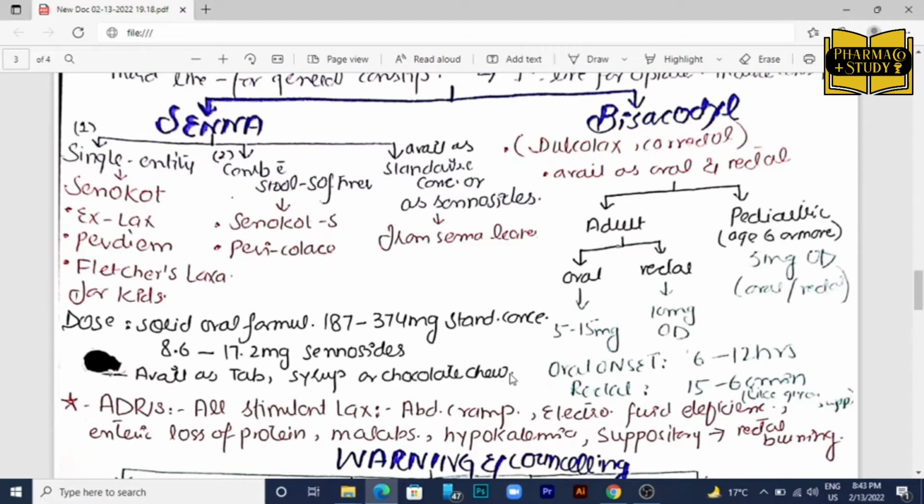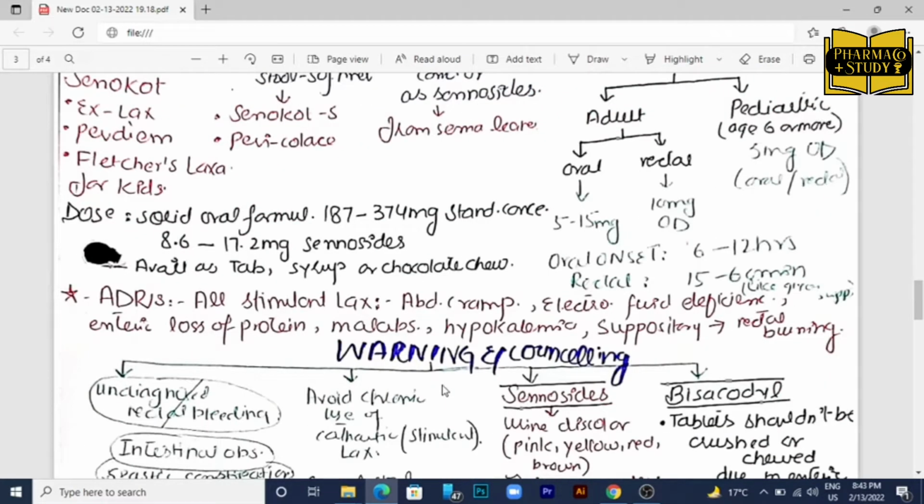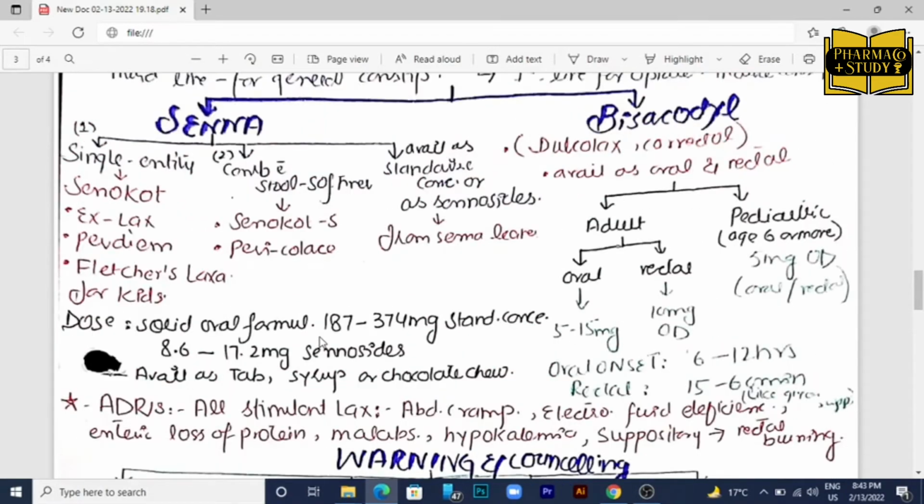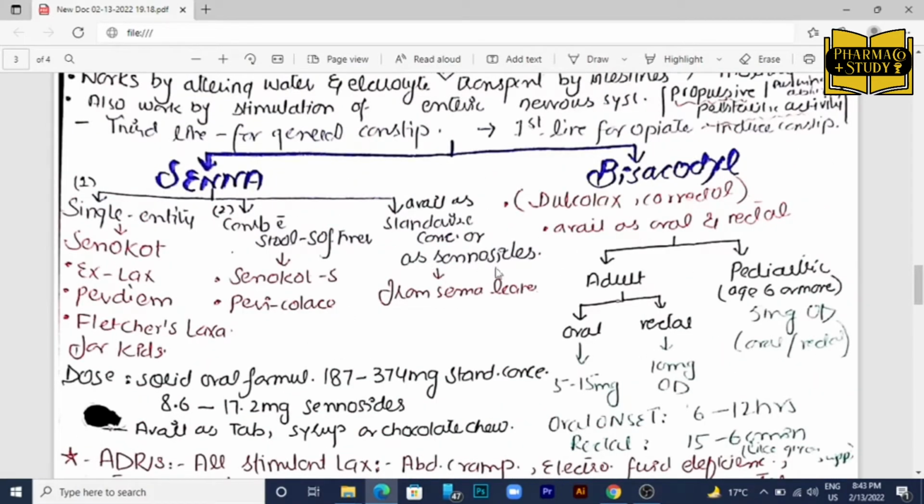Now we come to the adverse drug reactions of all the stimulant laxatives. But first, let us discuss bisacodyl. Bisacodyl comes under the brand names Dulcolax or Correctol, and is available in both oral and rectal formulations.